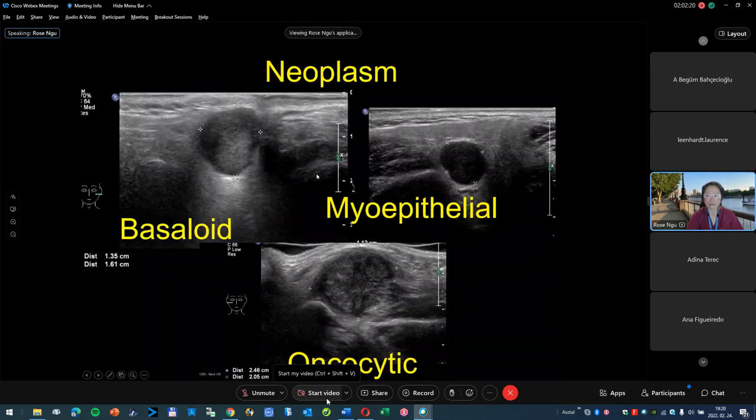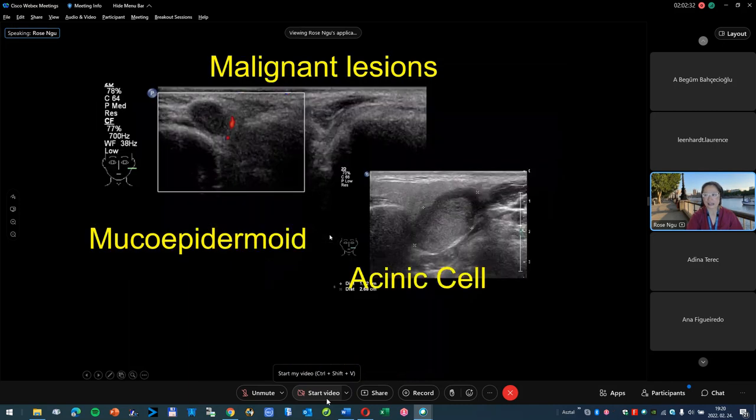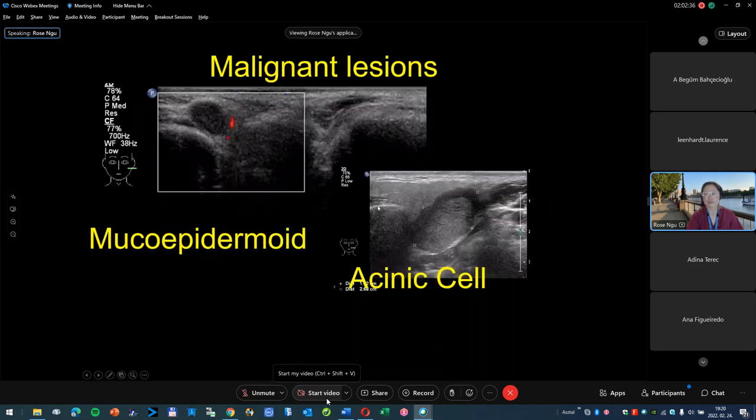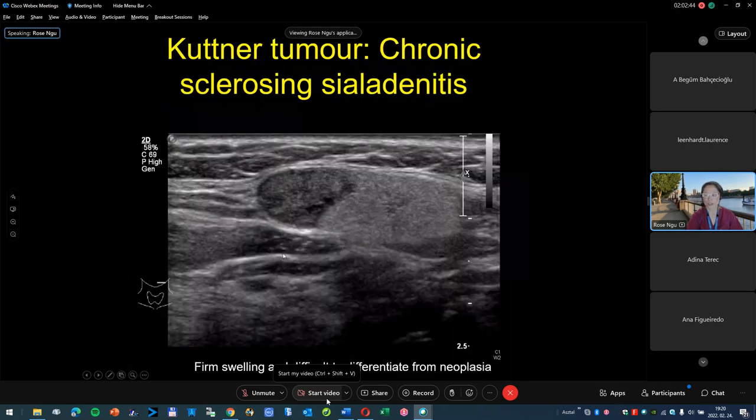The other lot of salivary gland tumors tends to be the neoplastic group. You can have basaloid, myoepithelial, or oncocytic neoplasms. Again, there are tumors in the salivary glands. And it's difficult to differentiate sometimes from the malignant group. And therefore, it's really, really important to FNA them if you find them.